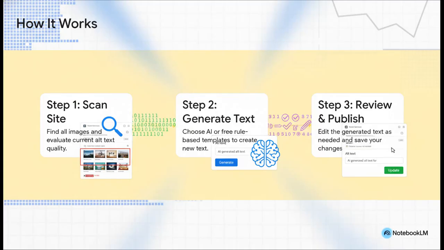It really just boils down to this: scan, generate, and review. That's it. First, you figure out where all the problems are. Second, you use the tool to fix them. And third, you give it a final look to make sure everything's perfect. Let's break down each step.